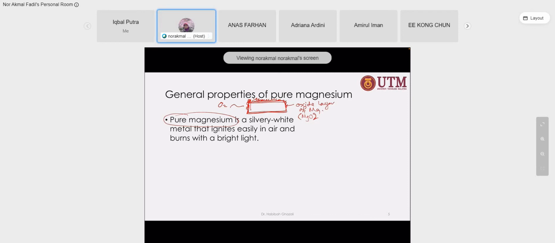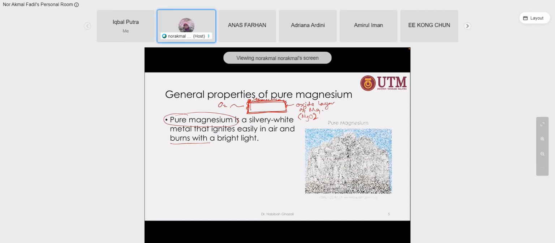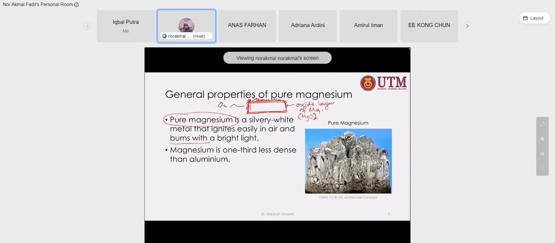Okay. So it means that once you expose the pure metal magnesium, it will burn with a bright light, and then it will form a white powder. Okay, this is pure magnesium. Okay, once you expose it to the air, maybe in what we call a controlled condition, after some time you can see a white powder form on the surface.